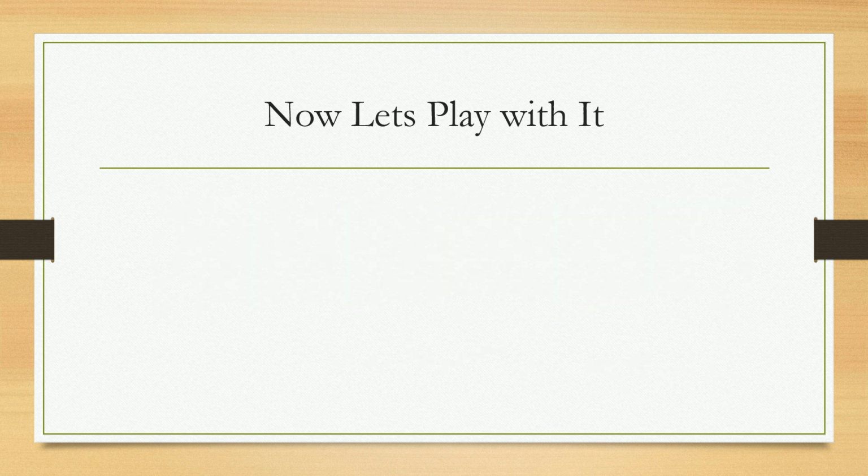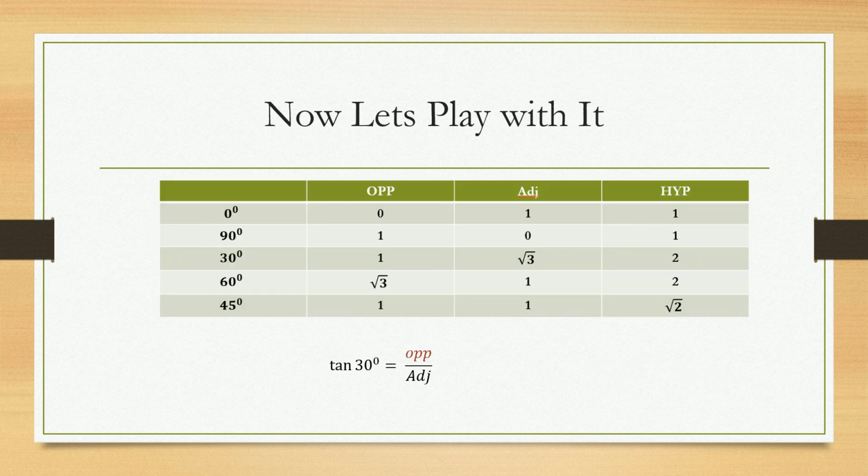Let us take one more example. Now let us find tan 30 degree. As per the definition, tan 30 degree is opposite by adjacent. Concentrate on 30 degree. For 30 degree, the corresponding opposite is 1 and the corresponding adjacent is root 3. Hence the value of tan 30 is 1 by root 3.